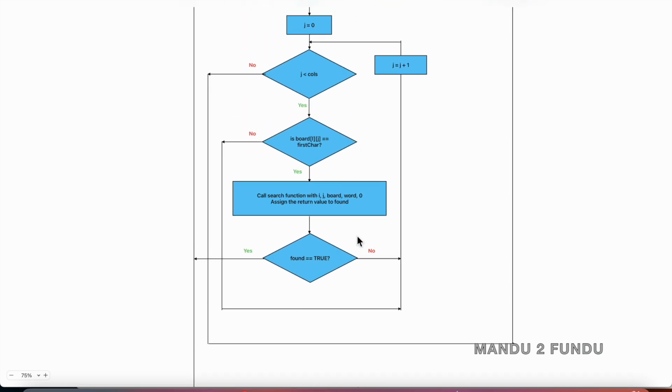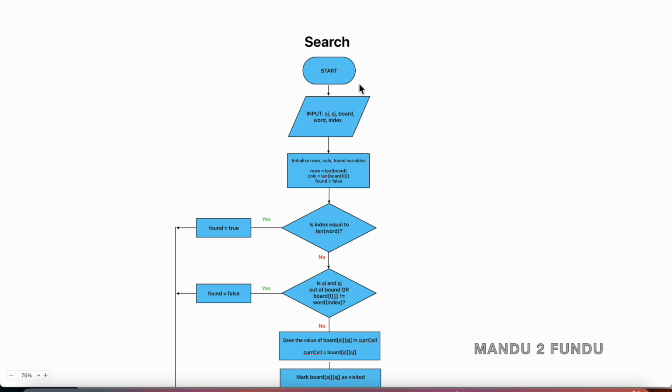Otherwise, we try to find the next cell that matches the first letter in the input word and then initiate another search. We repeat this until we visit all the cells or we locate that word in the grid. Input for the search function is the start row index Si, start column index Sj, and then the board and the input word, and then the index of the character that we are trying to match.